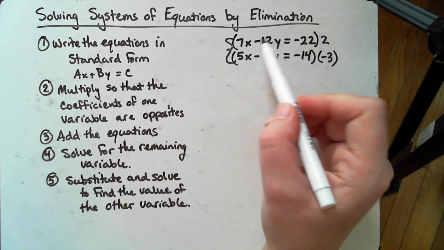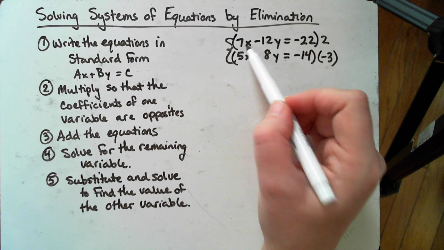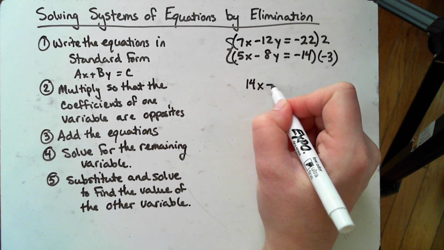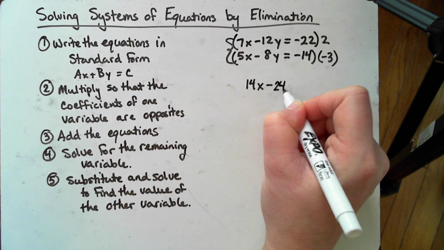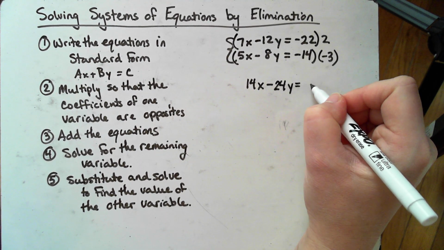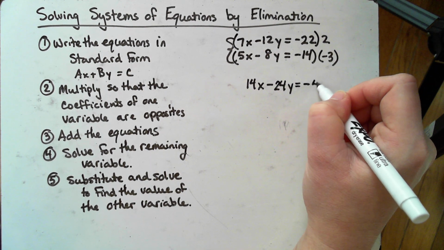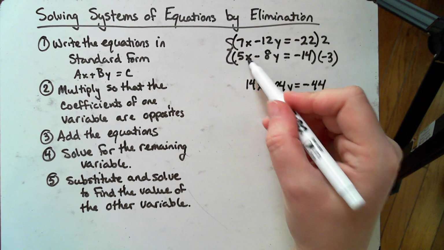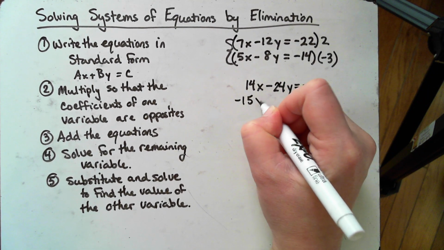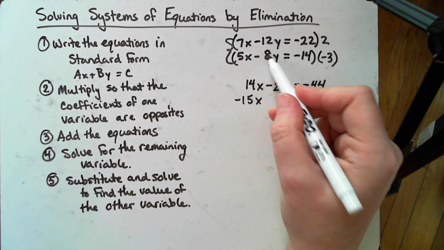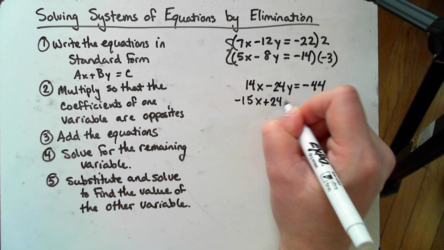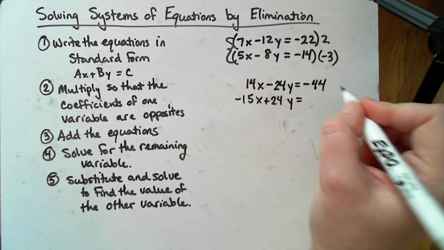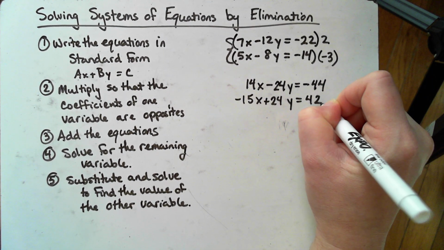So I have to distribute the 2 to every term up here. 7 times 2 is 14. Negative 12 times 2 is negative 24. And negative 22 times 2 is negative 44. Now, negative 3 multiplied in here, I get negative 15x. Negative 3 times negative 8 is positive 24y. And negative 3 times negative 14 is positive 42.